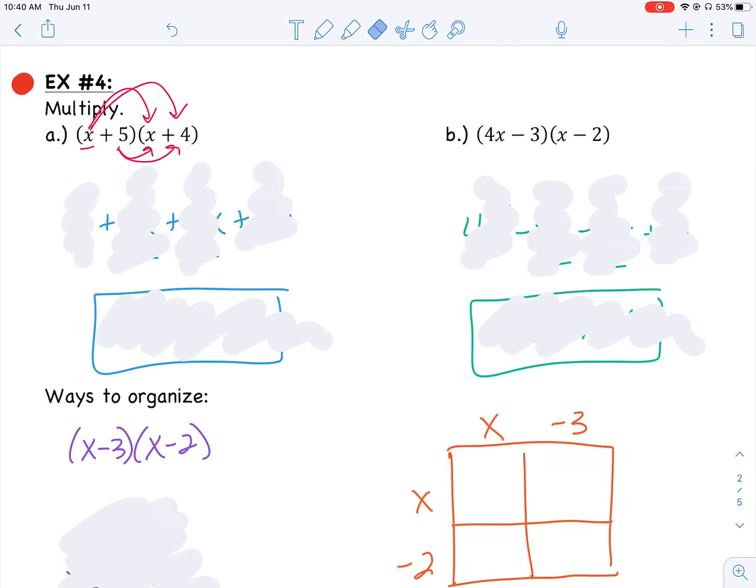So what is x times x? X squared. X times 4, 4x. Then I'm going to multiply the 5 through. So 5 times x is 5x, and 5 times 4 is 20.